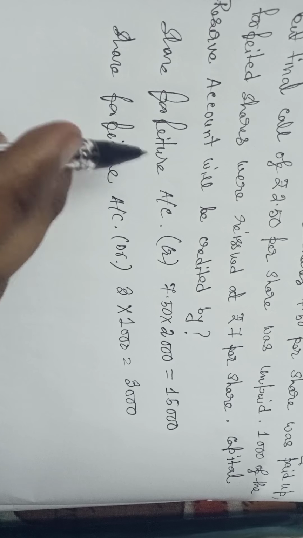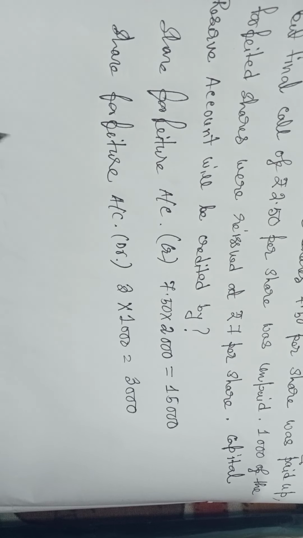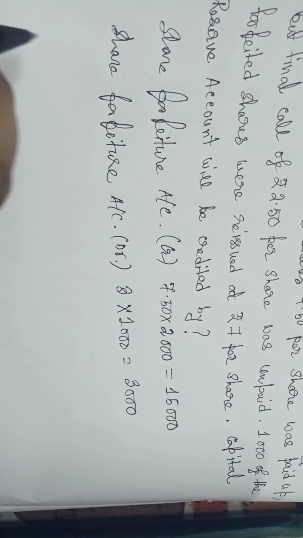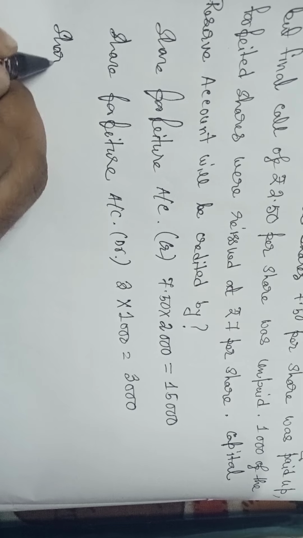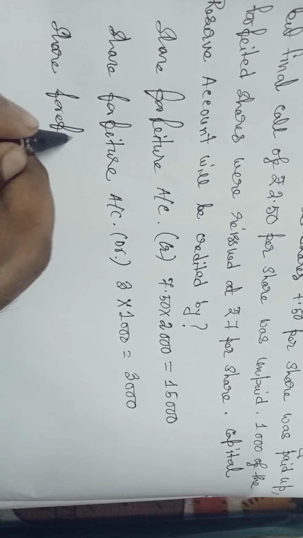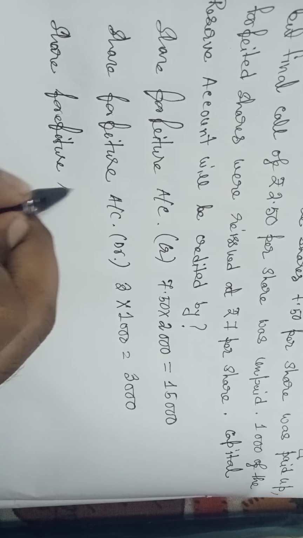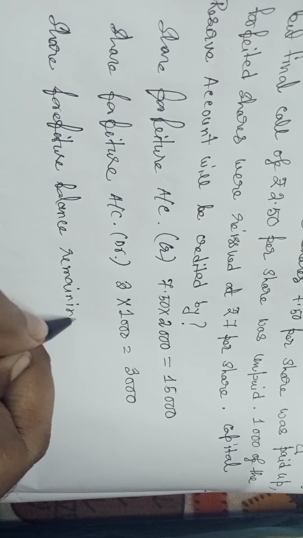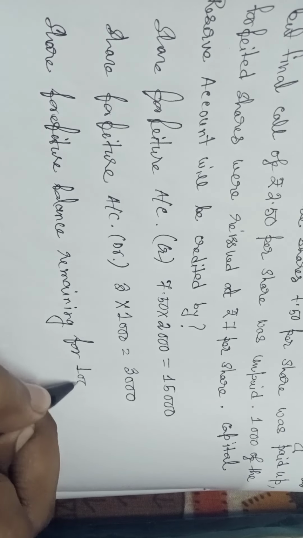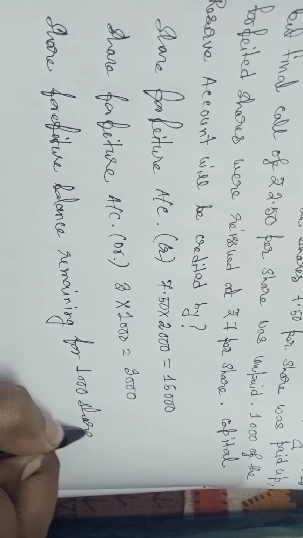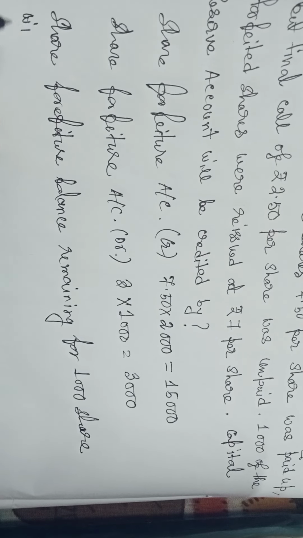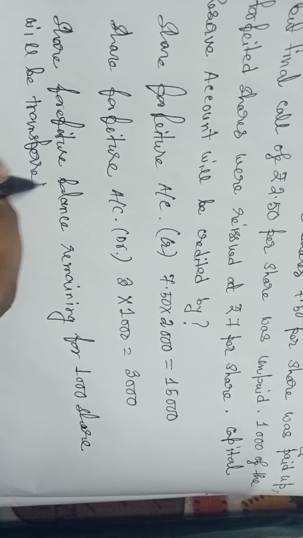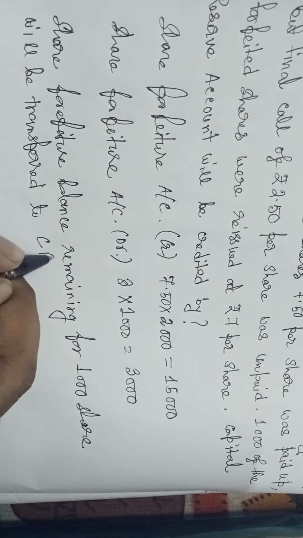Now the balance in share forfeiture account relating to the 1000 shares will be transferred to the capital reserve account. So now share forfeiture balance remaining for 1000 shares, means those which are reissued, will be transferred to capital reserve account.